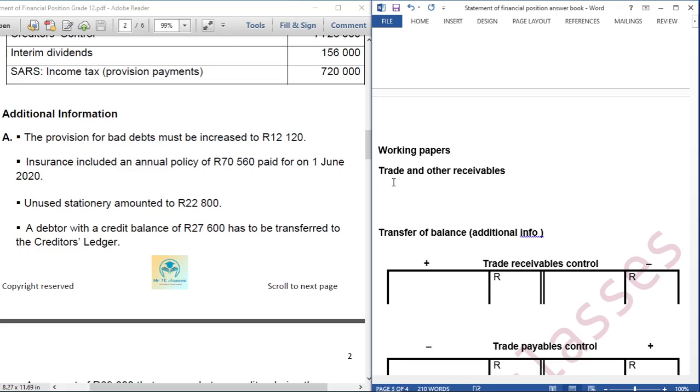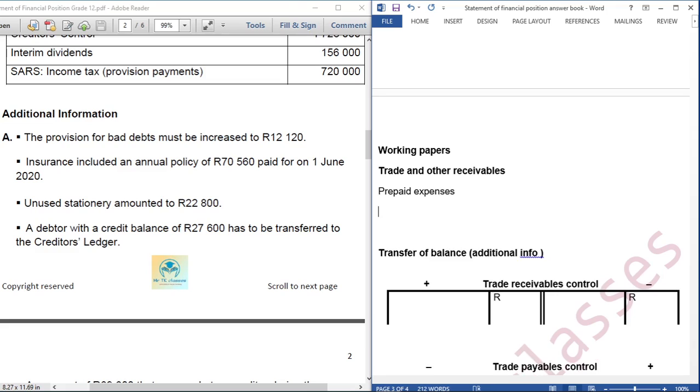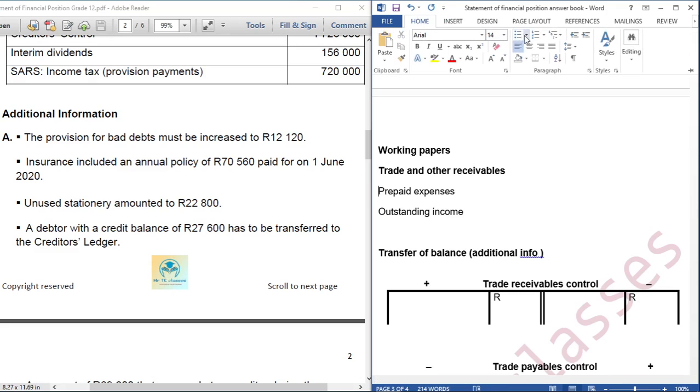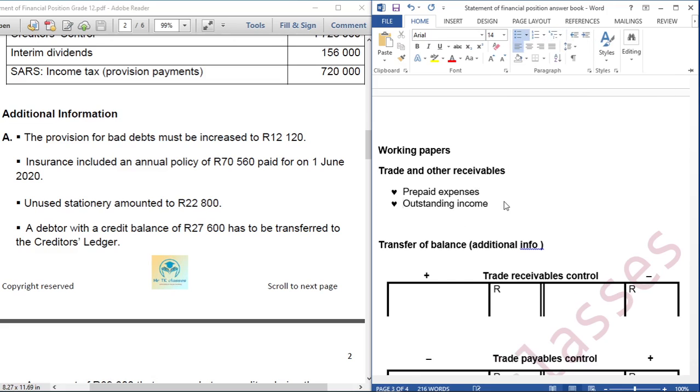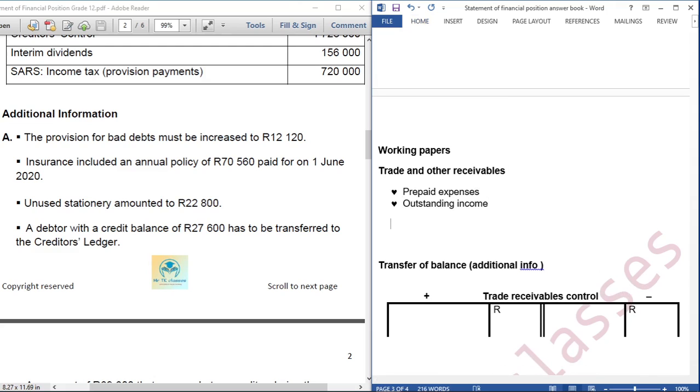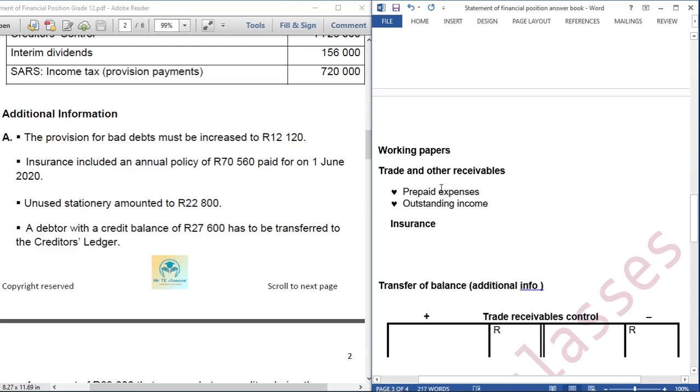So here we'll be looking for prepaid expenses, right? Prepaid expenses. And we will also be looking for outstanding income. Outstanding income. This is what we will be looking for, right? Okay, so now we are dealing with insurance. Now let us see if we have any prepaid expense there. All right, insurance included an annual policy of 70,560 paid for on 1 June 2020.